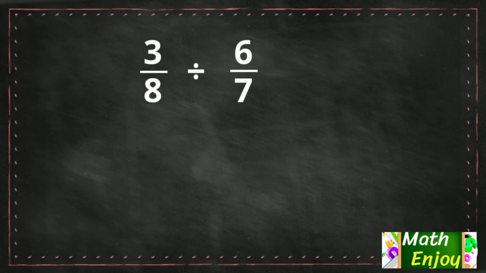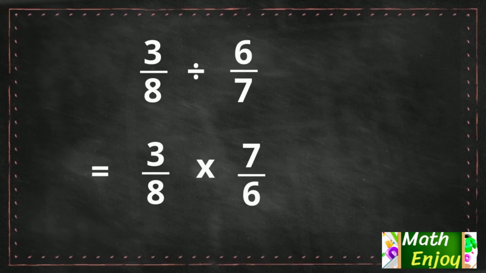Next one, 3 over 8 divided by 6 over 7. We'll write the multiplication statement. 3 over 8 multiply by 7 over 6. Reciprocal of 6 over 7 is 7 over 6. First we'll simplify this 3 and 6. We can divide both 3 and 6, both numerator and denominator by 3. 3 divided by 3 is 1. 6 divided by 3 is 2.